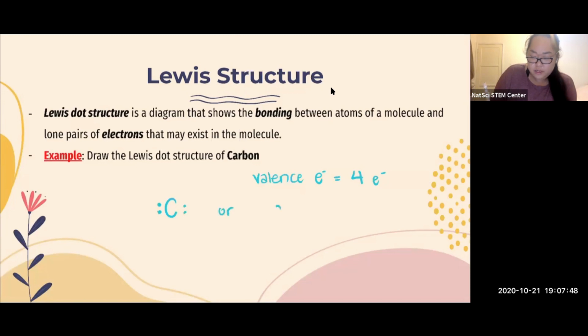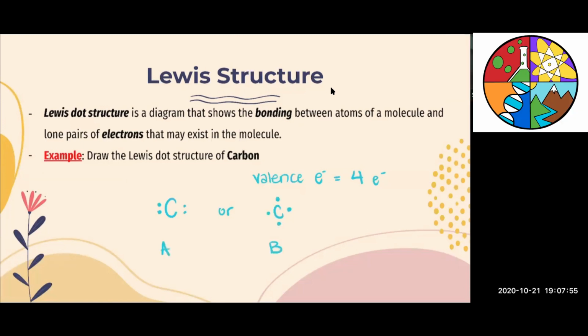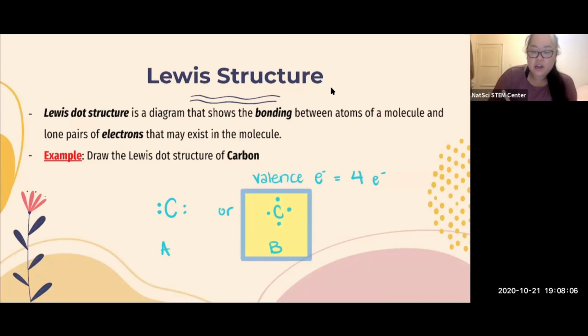Or would you distribute it like this? So is it A or B? The one on the right. I would say more like the one on the right. Yeah, so B would be the answer. And that's because when we're distributing your electrons, you want them to be equal distance.